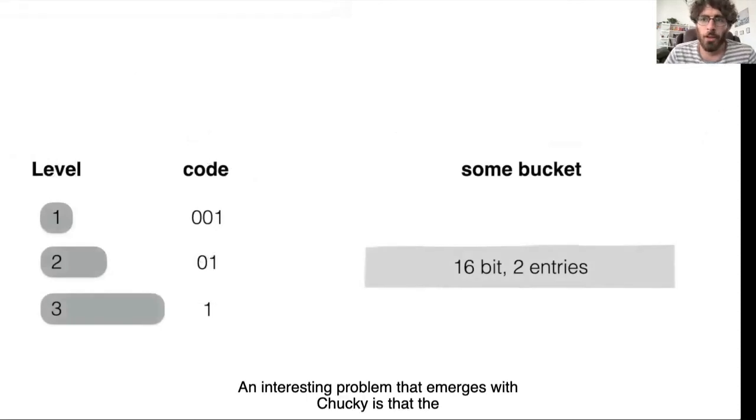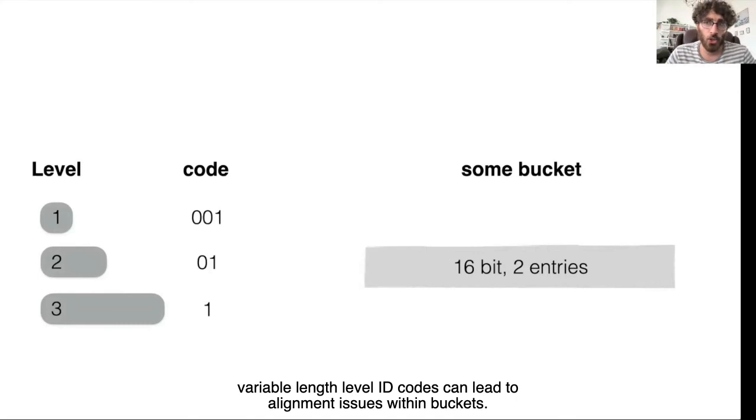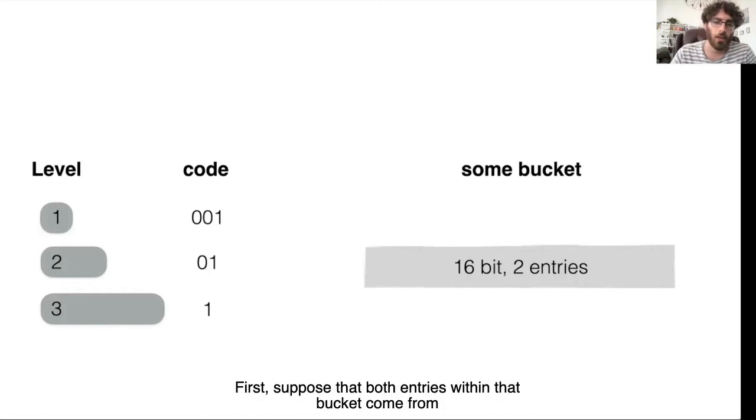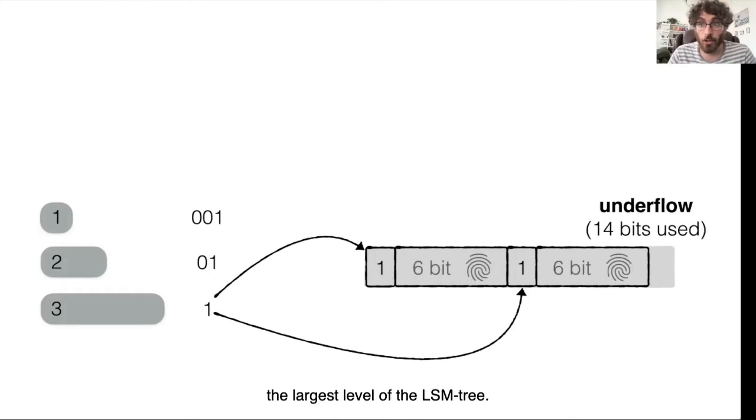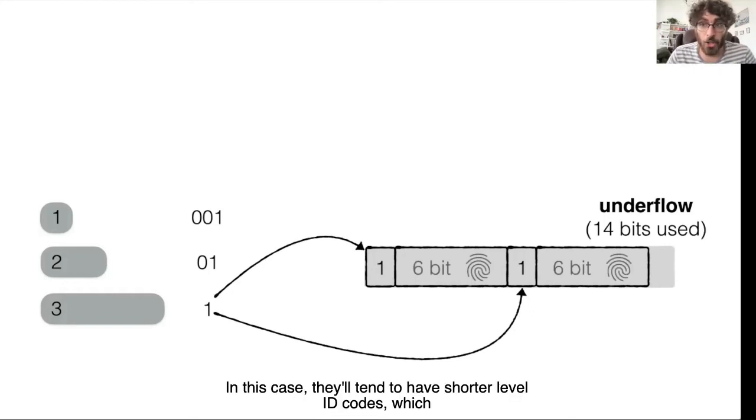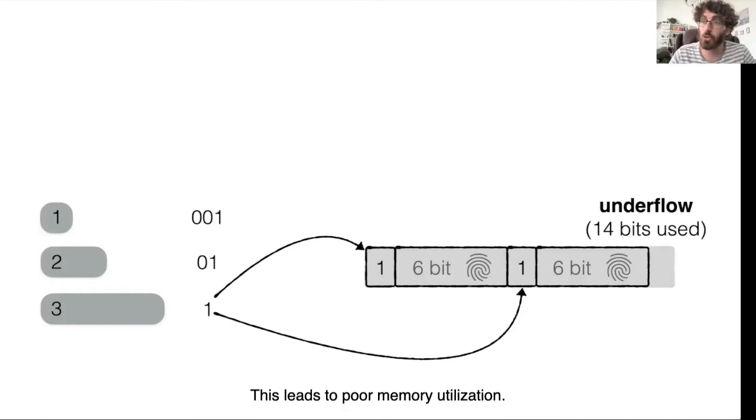An interesting problem that emerges with Chucky is that the variable length level ID codes can lead to alignment issues within buckets. To see this, consider a 16-bit bucket with 2 entries. First, suppose that both entries within that bucket come from the largest level of the LSM tree. In this case, they'll tend to have shorter level ID codes, which could lead to an underflow, meaning here there are 2 bits at the end of the bucket which are not getting used. This leads to poor memory utilization.